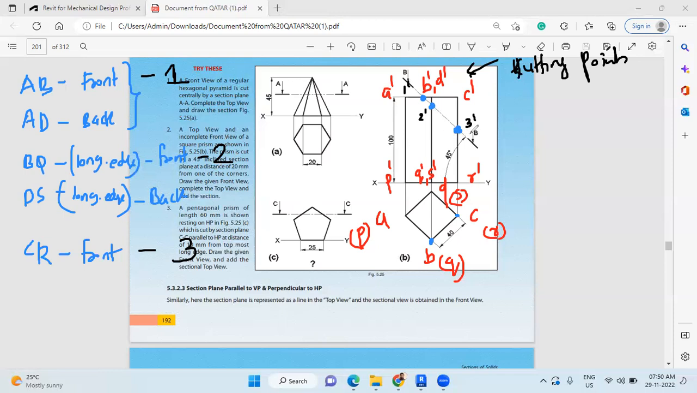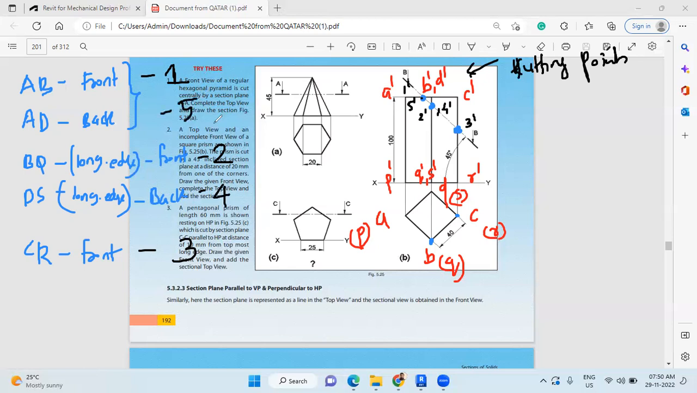Then from that point, you have to mark the hidden backside cutting points. Here there is no backside cutting point. Here there is one backside, so you have to mark 4 dash here. Here there is another backside cutting point, so I will mark 5 dash. So DS is 4 and AD is 5.